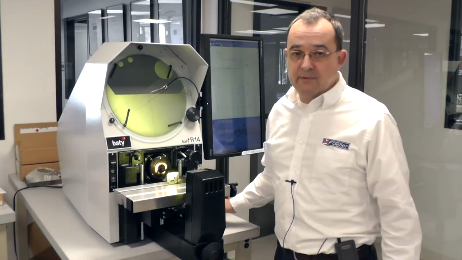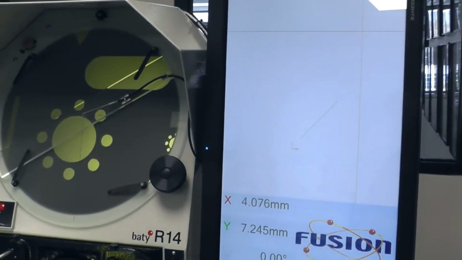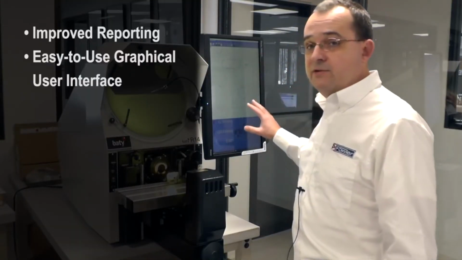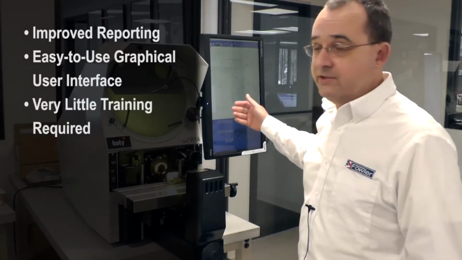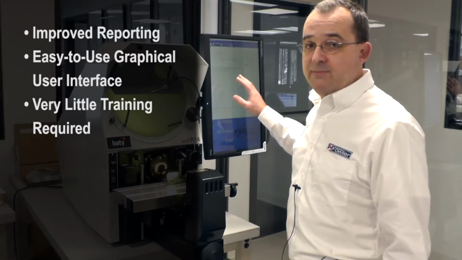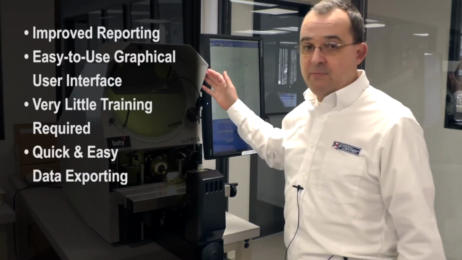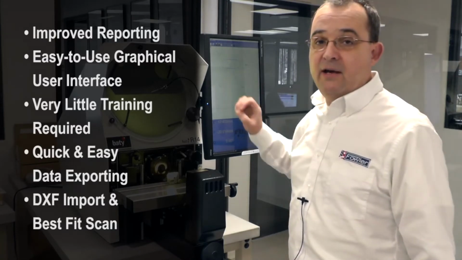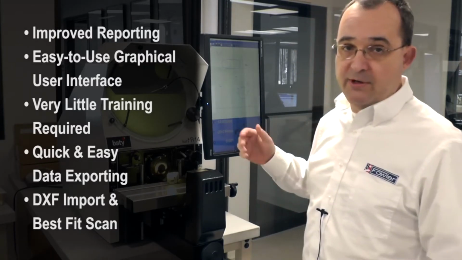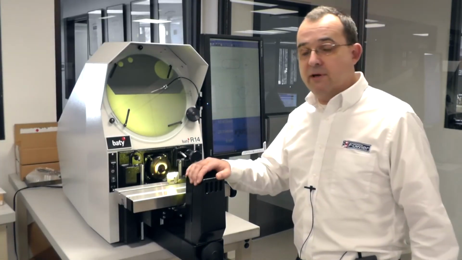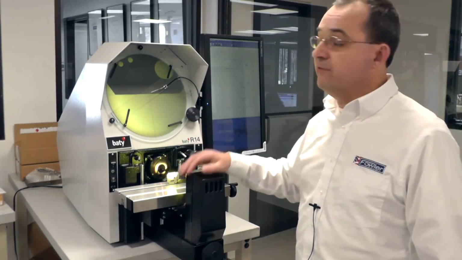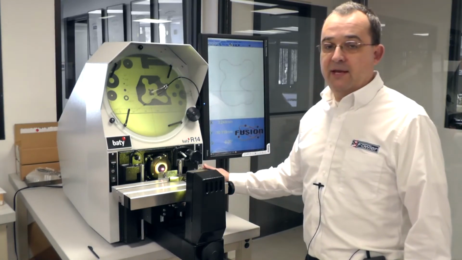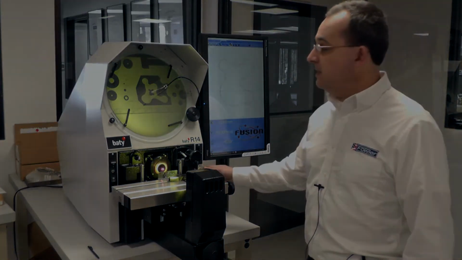To sum up the performance features of the new FT2E on Fowler GageMaster or existing retrofit comparators, you get new improved reporting, a very easy to use graphical user interface. It'll require very little training for your staff, especially the guys that are just doing one or two measurements and then moving on. You get the ability to export your data easily and quickly. We have DXF import and best fit scan requirements, which will be brought into another video, which is more in-depth featuring. Here at Fowler, we have a working knowledge of virtually every comparator ever made, and we can retrofit this to almost everything. The FT2E is available today in both a Fowler GageMaster comparator package or as a retrofit.